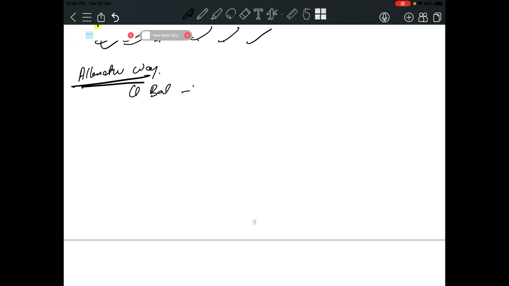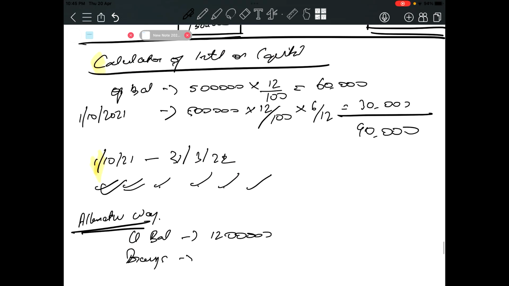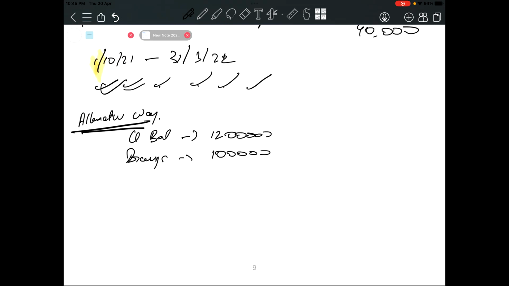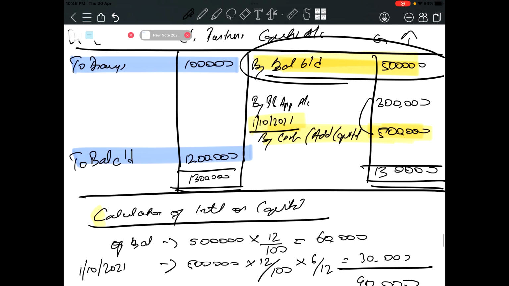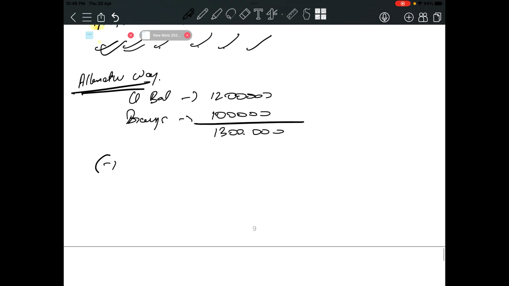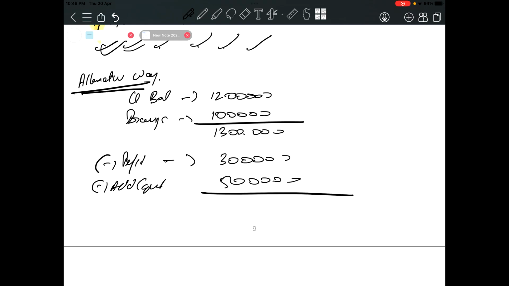So closing balance was how much? 12 lakhs. How much was the drawings? 1 lakh rupees. Total of the debit side is 13 lakhs. Less, you will less the credit side. This is the requirement of the question. You will not less this. You will less 3 lakh plus 5 lakhs: profits 3 lakhs, additional capital 5 lakhs. So the balance will be the opening balance.